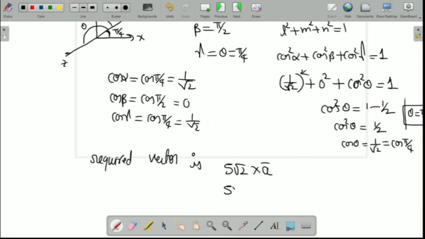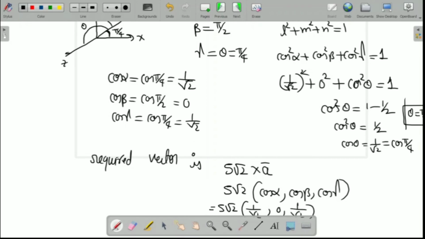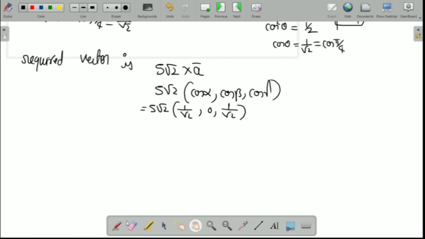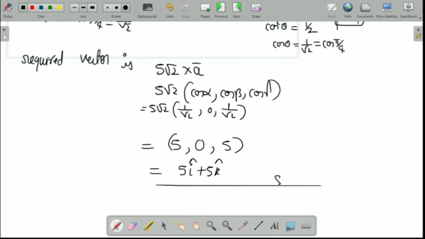Here a bar is cos alpha comma cos beta comma cos gamma. So here cos alpha value is 1 by root 2, cos beta is 0, cos gamma is 1 by root 2. So from here, multiply inside this value. So root 2 cancels, 5 comma 0, since 0 of anything is 0, and the root 2s get cancelled, 5. If I write in vector form, this is 5 i bar plus 5 k bar, and this is the resultant. This is the solution.